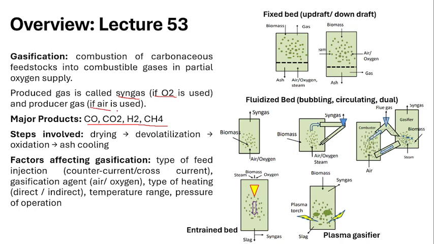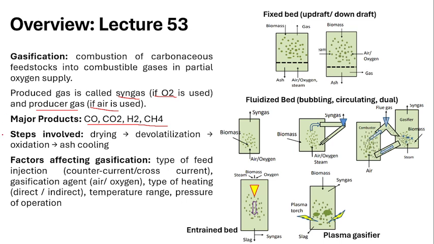Now, if air is passed, or if we are using steam instead of oxygen, then the gas produced is called producer gas. If pure oxygen is used for the combustion process, then the produced gas is called syngas. When air is used, we will have inert nitrogen, or if there is incomplete conversion happening, we'll have nitrous oxide or nitrogen dioxide as a byproduct along with the fuel product.